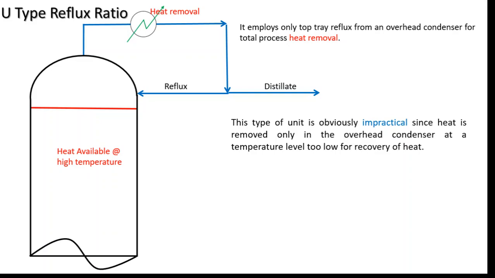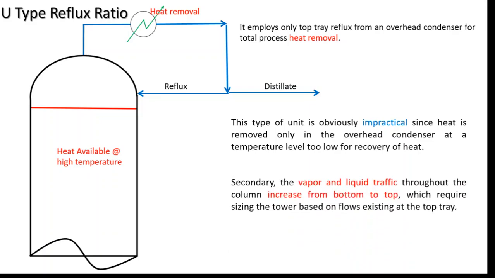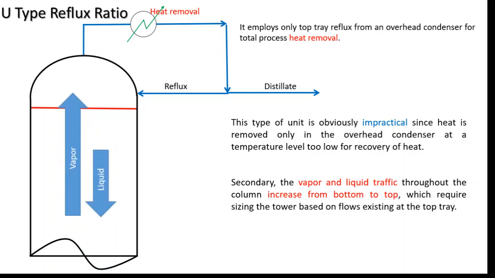They are not going into the top section, because at the top only the lighter fractions are there. In the middle section, heavier fractions are there. That is why there is a problem of vapor and liquid traffic due to only top heat removal. So what happens if the heat is removed in the middle section of the column? Then there will be more vapor and more liquid throughout the column, up to the top level.